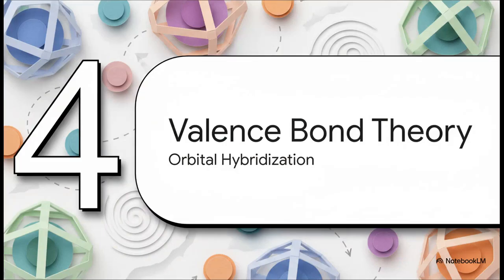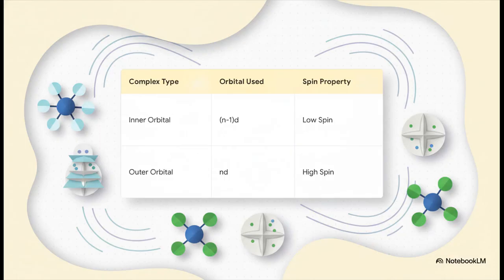On to Section 4, Valence Bond Theory, or VBT. So what invisible forces are actually holding these beautiful geometries together? Well, it all comes down to magnetic properties and orbital hybridization. Transition metals have a trick up their sleeves. They can use either their inner d-orbitals or their outer d-orbitals for hybridization. If they use the inner n-1 d orbitals, they form an inner orbital complex.